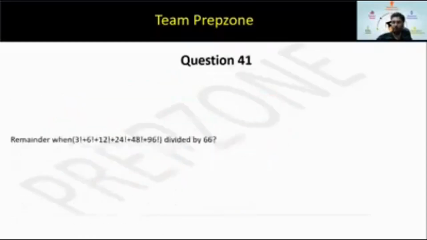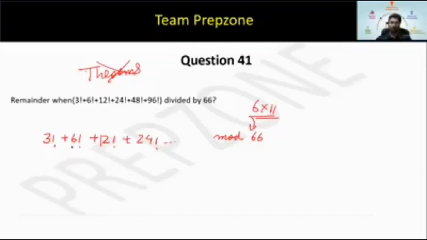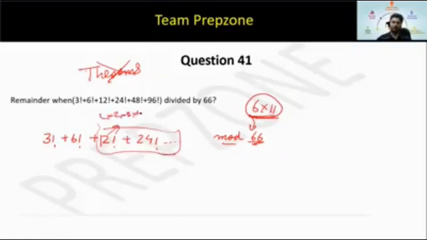Now let's move forward. Solve this question. Right now, no theorems. Don't use any theorems as of now. That will be covered later. Just use basic understanding. See, what is this? Mod 66. What is 66? 6 into 11, right? So after 11 factorial, everything will be 0. This whole thing will be 0. Why? Because 12 factorial is 1 into 2 into 3 into 4 till 12. This covers this 6 and this covers this 11. Right, guys? So this all will be 0.